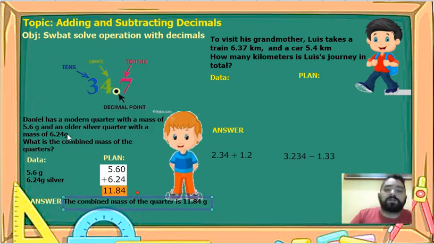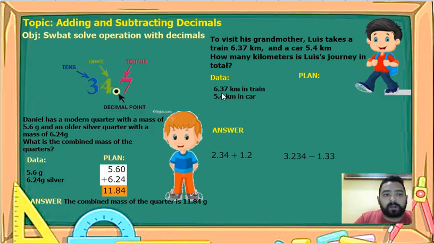Now in the second one we have: to visit his grandmother, Luis takes a train 6.37 kilometers and a car 5.4 kilometers. How many kilometers is Luis' journey in total? So first we are going to write our data, that is 6.37 kilometers in train and 5.4 kilometers in car. Okay, this is your information. Now in the plan, how many means that you're going to join them. So it's going to be addition.